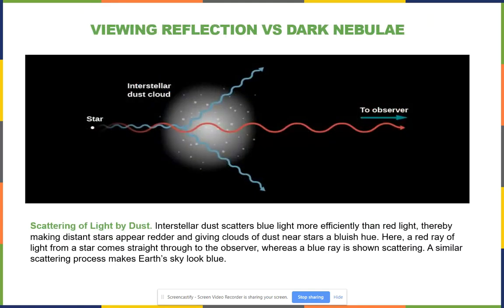So a final slide on viewing the reflection versus dark nebulae. If you have a gaseous cloud that's blocking a star, the light that comes straight through is going to be reddened, and the light that scatters off will be blue. And so depending on how bright the light is, the light that comes through may be reddened but still look white, and you see blue all around. Or you may not see that blue at all, and you just see the very faint red getting through.